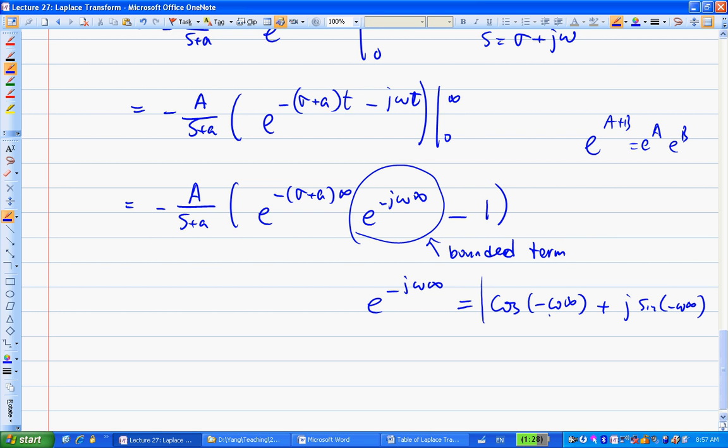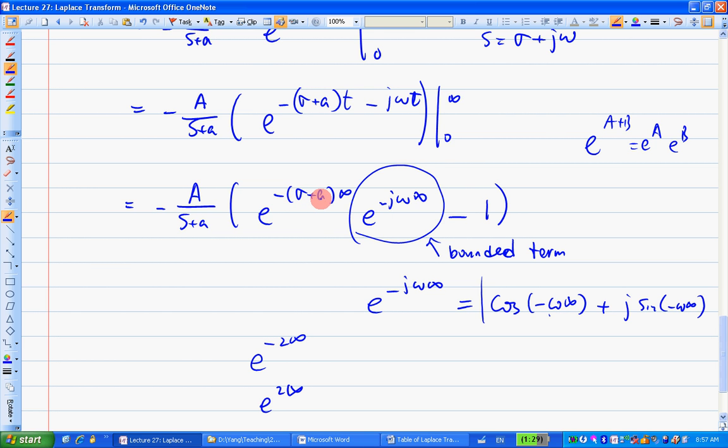Okay, so this is not going to infinity. What really is going to affect us is this term in here. Because this is real, for example, maybe this is negative 2 sigma, maybe it's positive 2 sigma. Who knows? So that really depends on the value of sigma plus a.